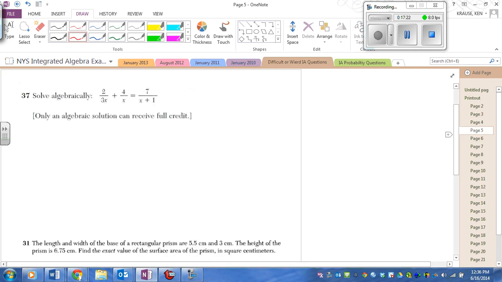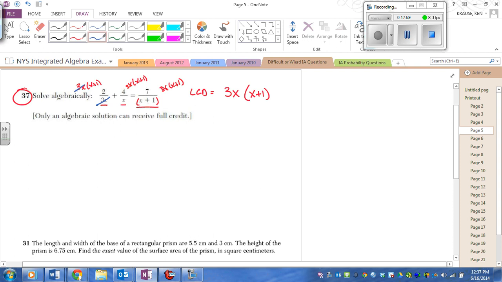Alright, so 37, 38, 39 are the hard ones. We have to find the common denominator between these three. So the lowest common denominator would be 3x times x plus 1. This one has a 3x, so I can put that. This already had the x, I'm good, and this one has an x plus 1. So what I'm going to do is write that next to each one of these. And we'll start crossing stuff off.